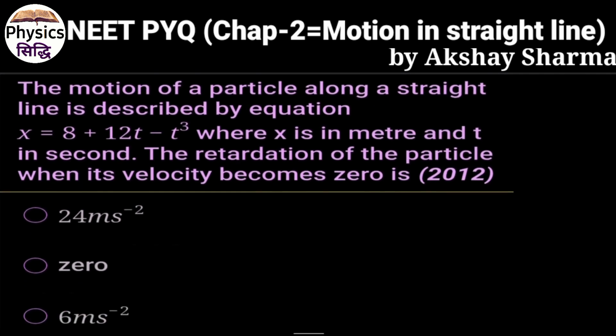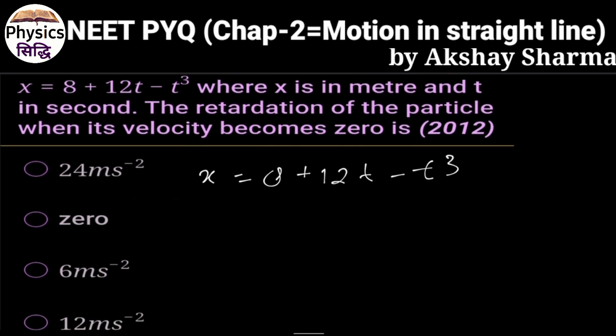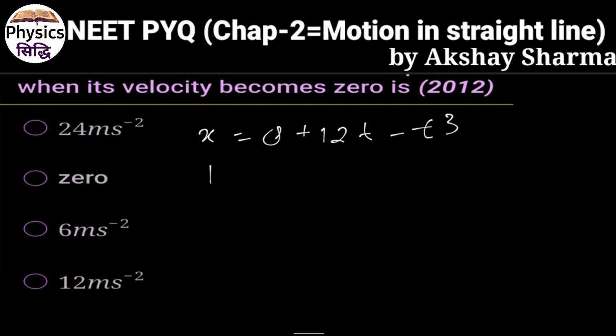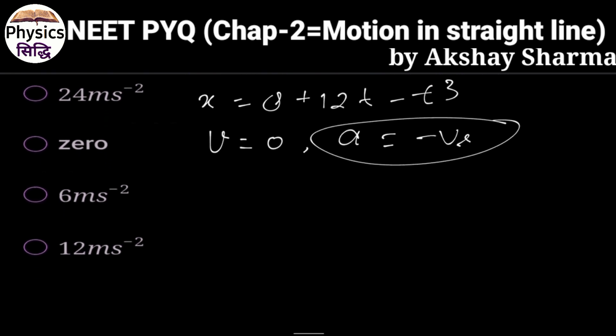The motion of a particle along a straight line is described by the equation x equal to 8 plus 12t minus t to the power 3, where x is in meter and t is in second. Find the retardation of the particle when its velocity becomes 0. So two conditions. First we have to put the velocity 0, and then we have to find the retardation, which is negative acceleration. Okay, let's solve.